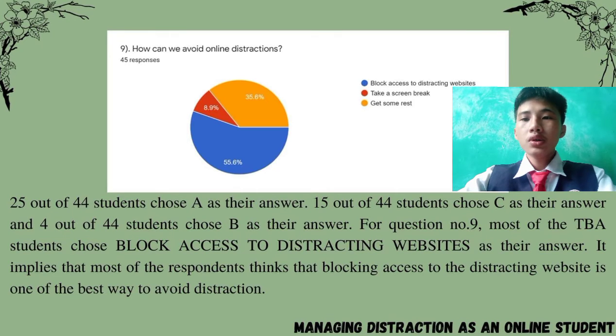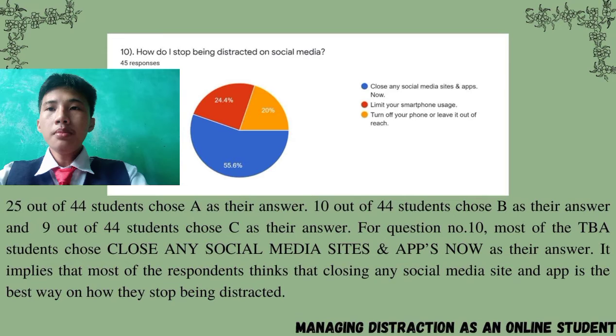25 out of 44 students chose A as their answer. 15 out of 44 students chose C as their answer. And 4 out of 44 students chose B as their answer. For question number 9, most of the TBA students chose block access to distracting website as their answer. It implies that most of the respondents think that blocking access to the distracting website is one of the best way to avoid distraction. For question number 10, how do I stop being distracted in social media?